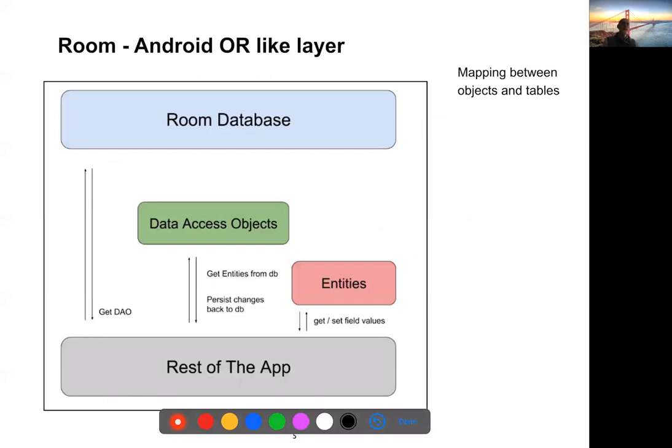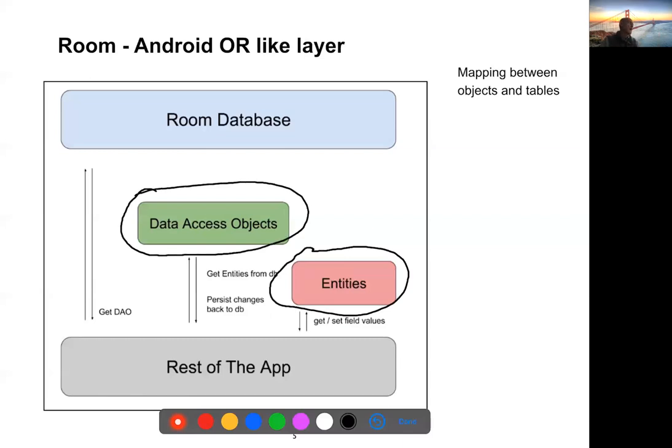It's going to produce a mapping between our objects in our application and tables in SQL. And there are various pieces we have to worry about. We create entities, which basically are data objects. We create a data access object class, which tells us how the mapping goes from our table to our object. And then the Room database worries about sticking it into the database itself and pulling it out.